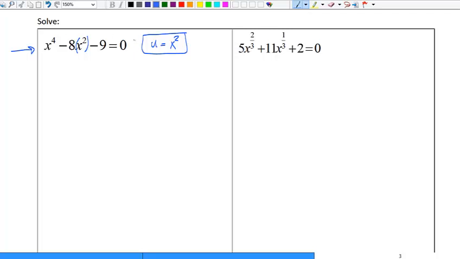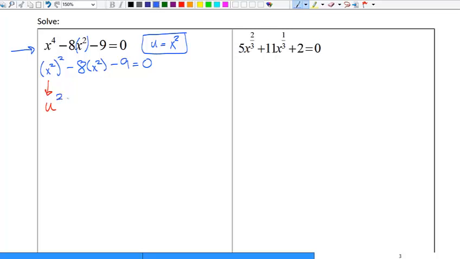I have to solve my equation in x's, but I can't because x to the 4th is too big for me. So what I'm going to do is translate this into u's. First, I want to write this out in quadratic form. We know that this is x squared squared, which is x to the 4th, minus 8 times x squared minus 9 equals 0. So every time I see an x squared, I'm going to plug in a u.